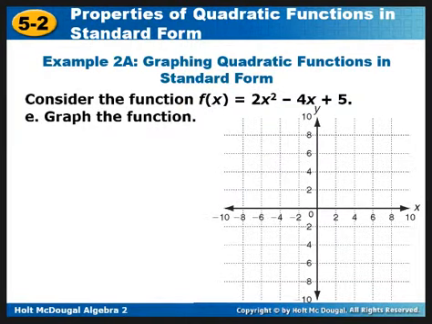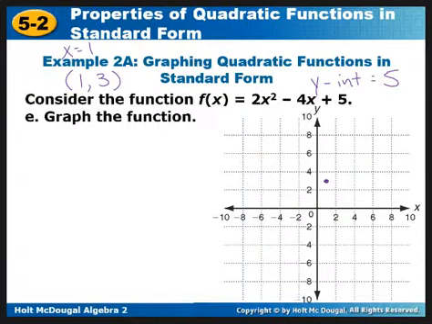So again, my vertex, we said from the last slide, was (1, 3). My axis of symmetry is x = 1. And my y-intercept is 5. So I can put all that stuff on the graph right now if I want to. So I will say (1, 3). That's my vertex. We know it's going to open up.